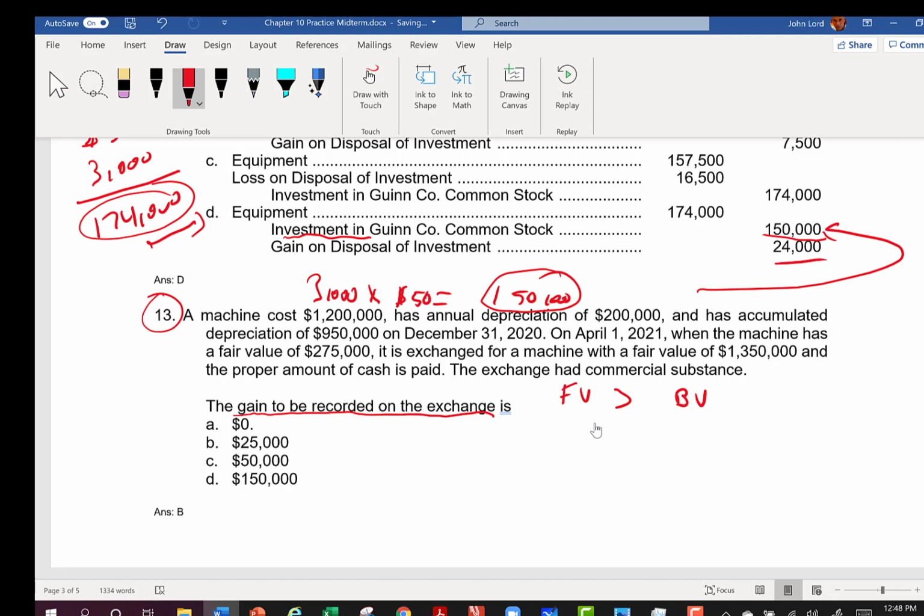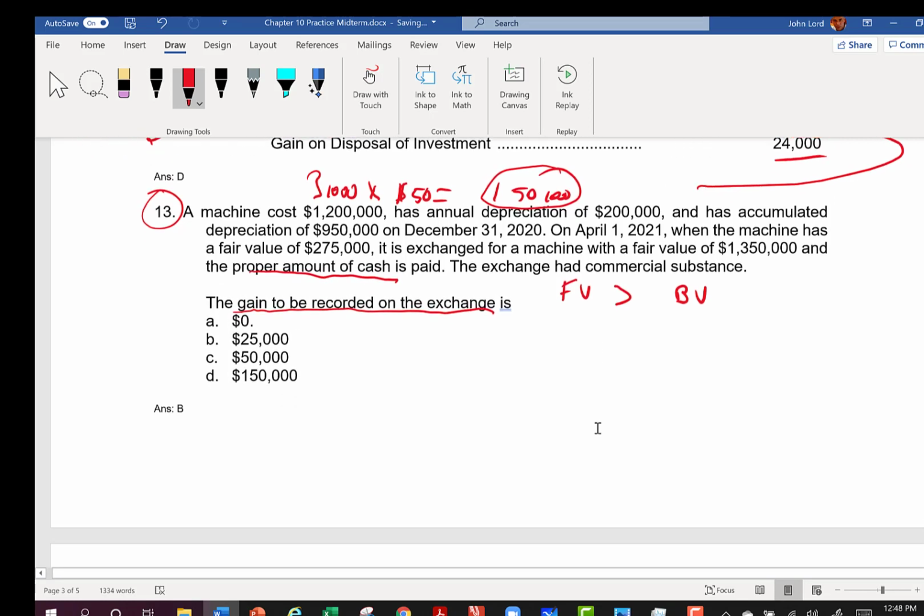On April 1st, 2021, when the machine had a fair value of 275, it is exchanged for a machine with a fair value of $1,350,000, and the proper amount of cash is paid. Again, this problem is going to make me figure out the cash here, which is a little annoying because if there's anything an accountant's going to know is how much cash got paid for something, right? And the exchange has commercial substance.